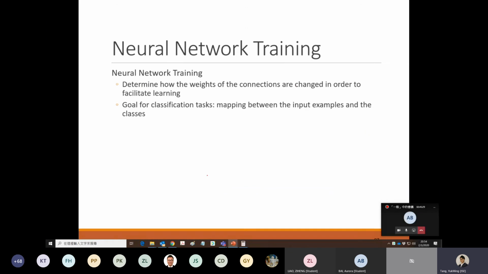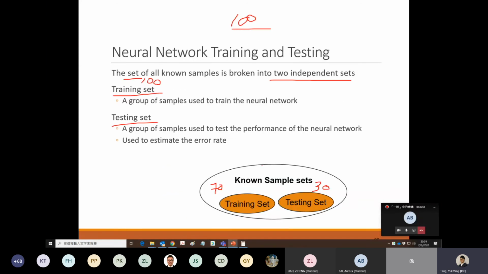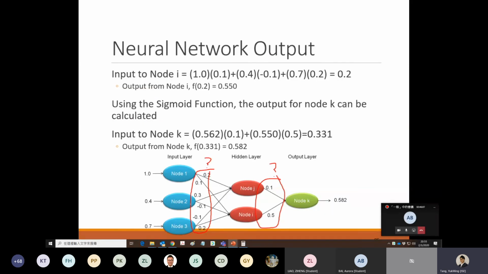So what is the meaning of training? In this example, you see that we have some inputs, and there are some weightings already assigned: 0.2, 0.1, 0.3, and so on. So how can we obtain these weight values? In order to determine what the weights are, we need to do the training. That means we want to determine what these values are.